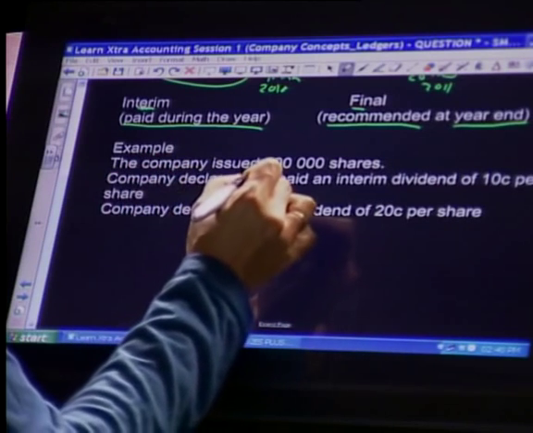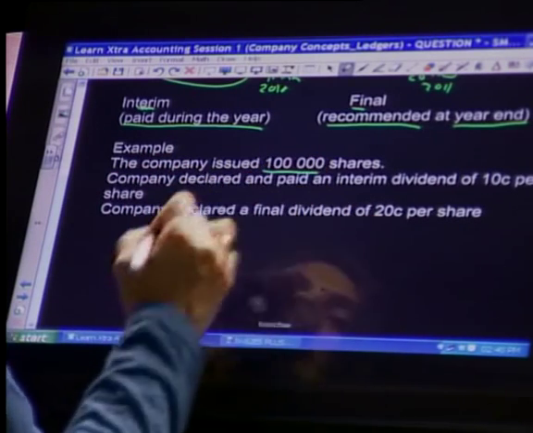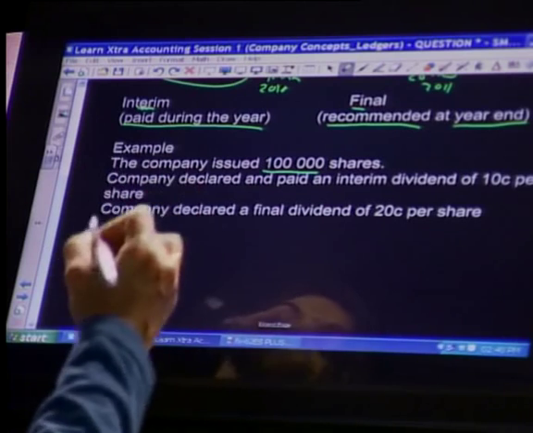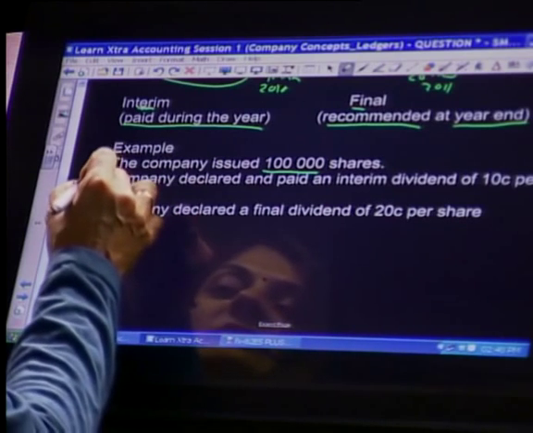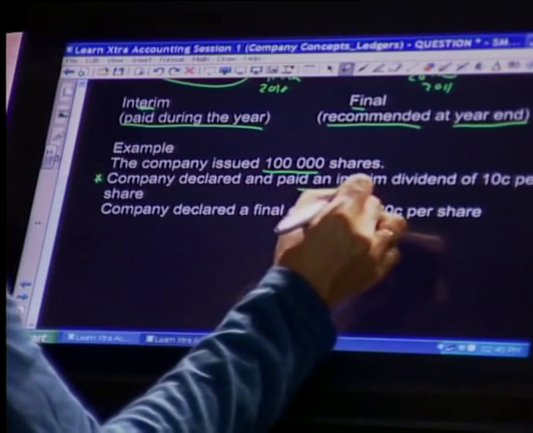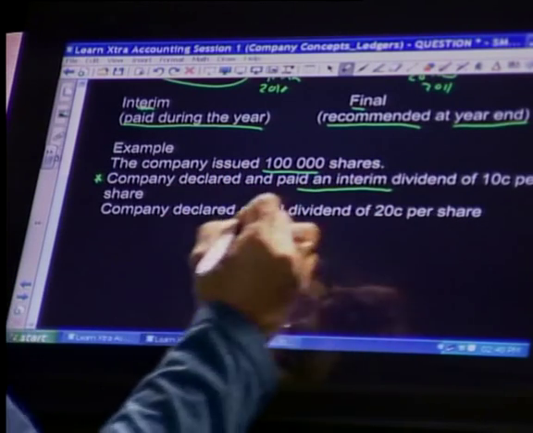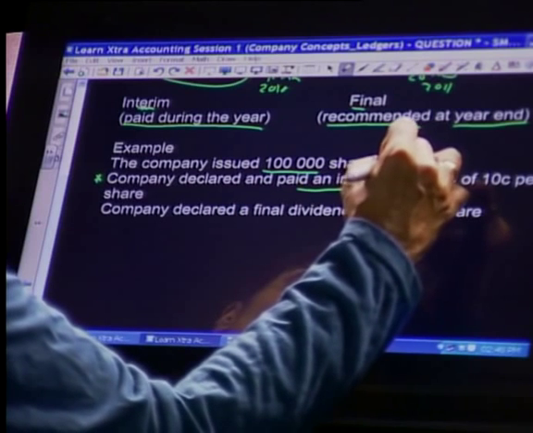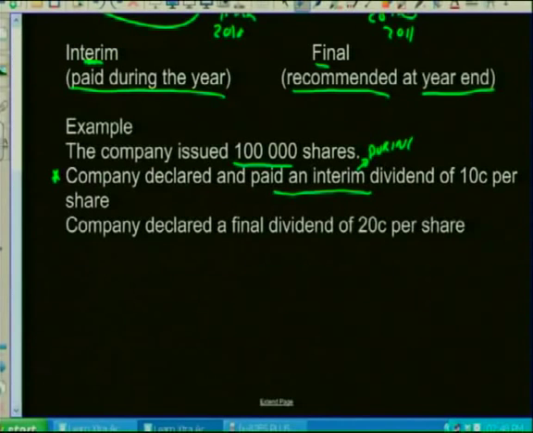Okay, so we've got a company that has issued 100,000 shares, and then they go on to tell us the very next transaction. The company declared and paid an interim dividend of 10 cents per share. Interim, let's just make a bit of notes, meaning during the year. And then you've got the company declared a final dividend. This is obviously at the end of the year. Let's start by looking at your interim dividend.